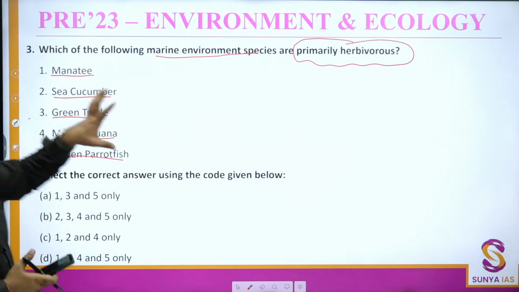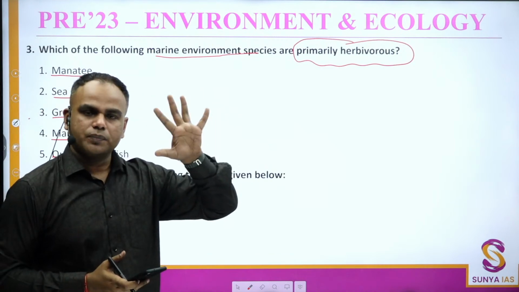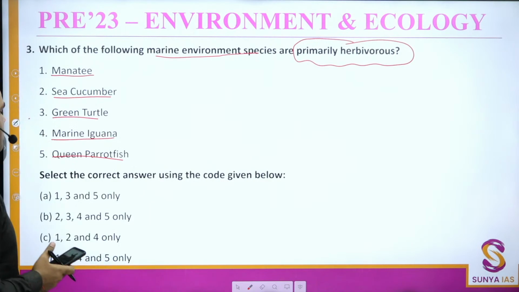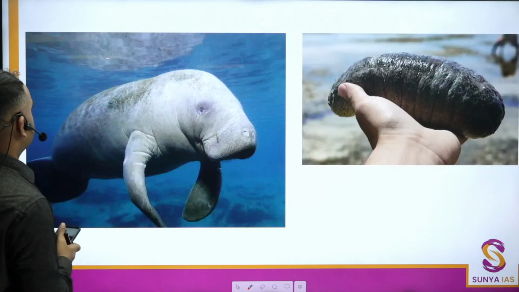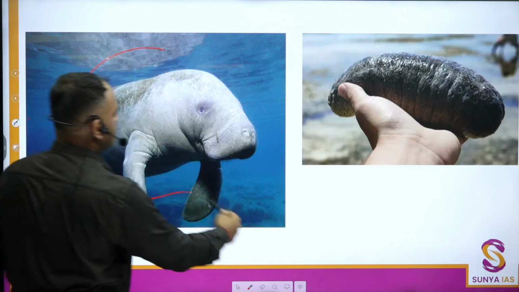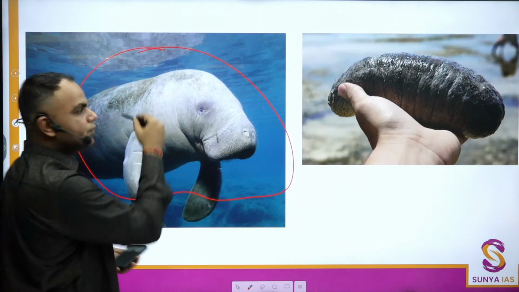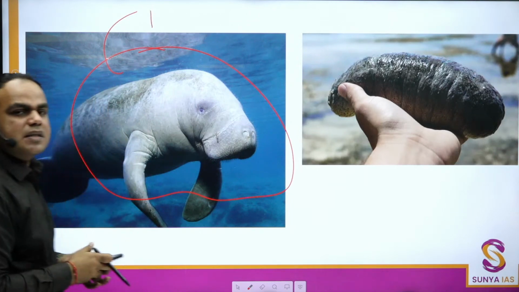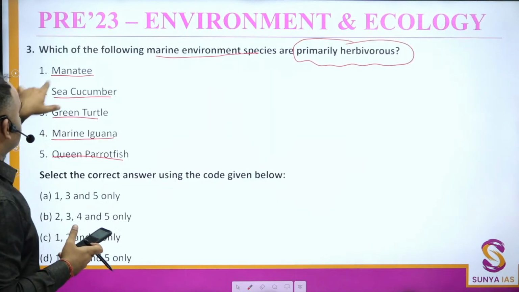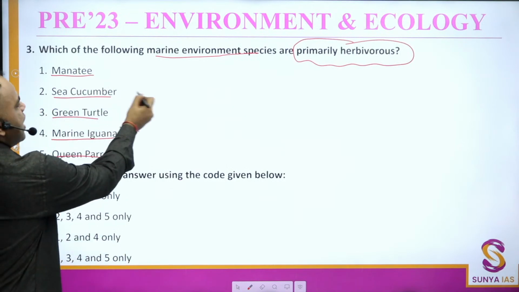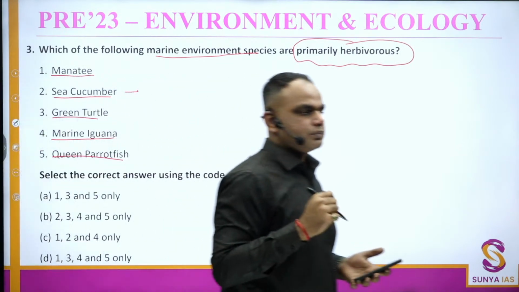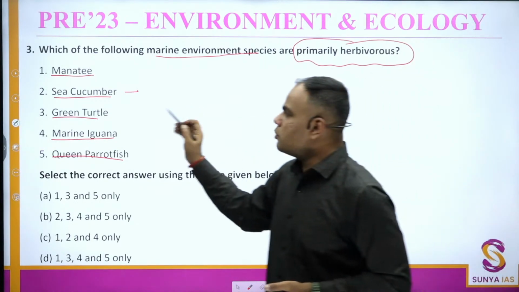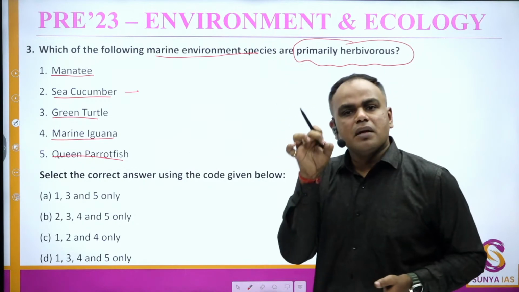In these type of questions, 5 things are being asked from you. You have to be very smart. If you are able to eliminate anything, that should probably give your answer. So this is basically manatee. You can also think of dugong, which is also a manatee species. Dugong is a sea cow, which is a marine herbivore. So manatee should be in the answer. Whereas, what is a sea cucumber? It is a detritus feeding invertebrate. So sea cucumber is not a primary herbivore.